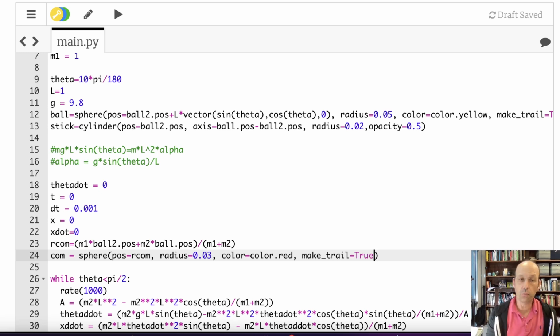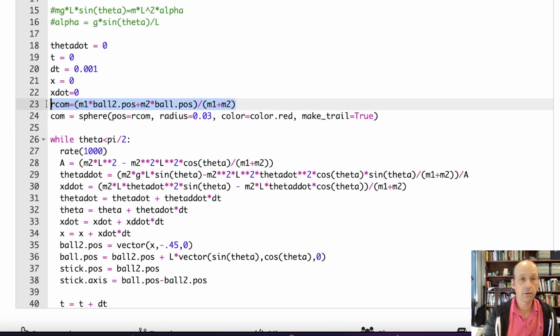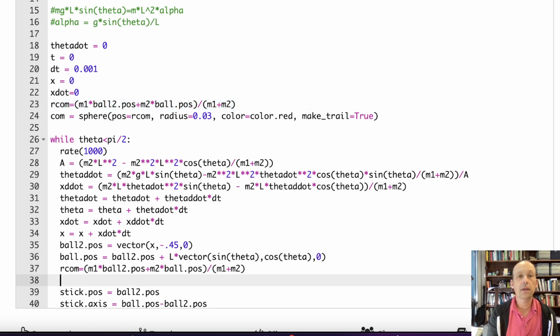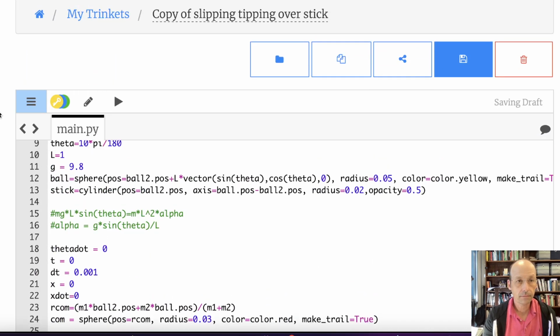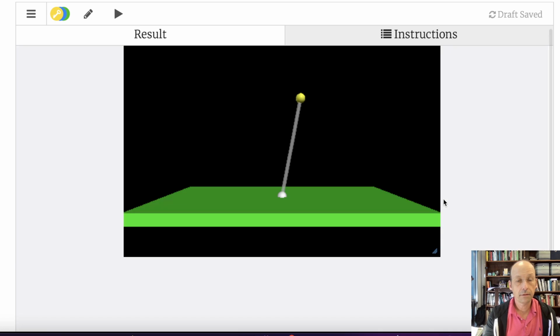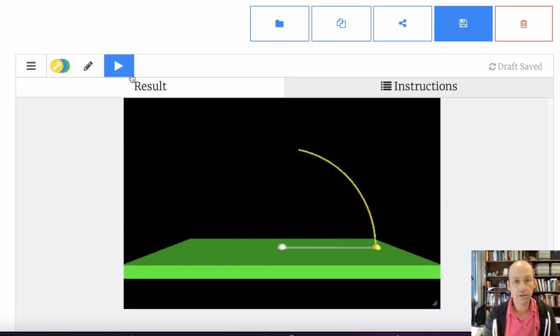Okay, so now that just calculates at one time. Down here, I need to recalculate that, so I'm just going to copy this code. After I update the positions of both balls, I'm going to recalculate that and then move the position: com.pos equals rcom. Let's see what happens. Something bad happened. Oh, there it goes. Okay, I don't see anything because I think the center of mass is inside that sphere. It's because I had such a large thing.